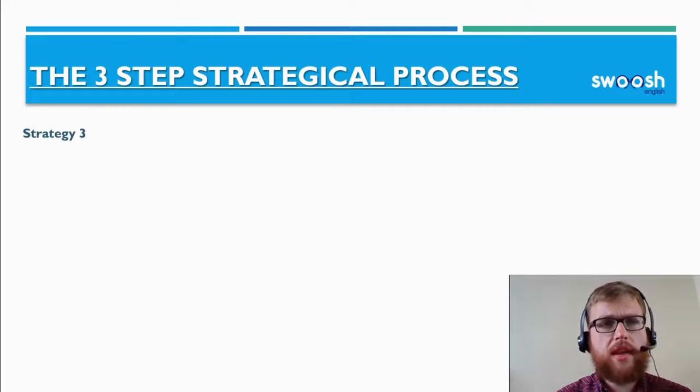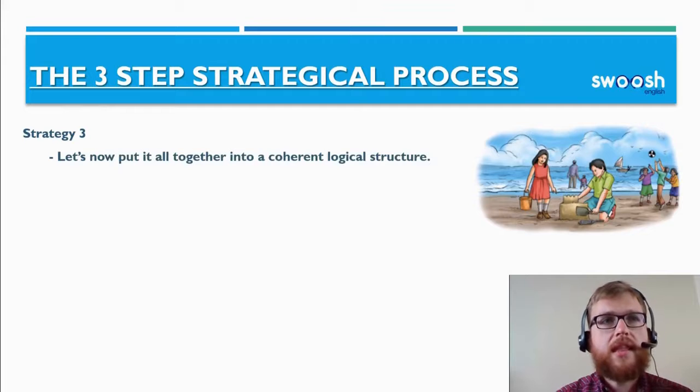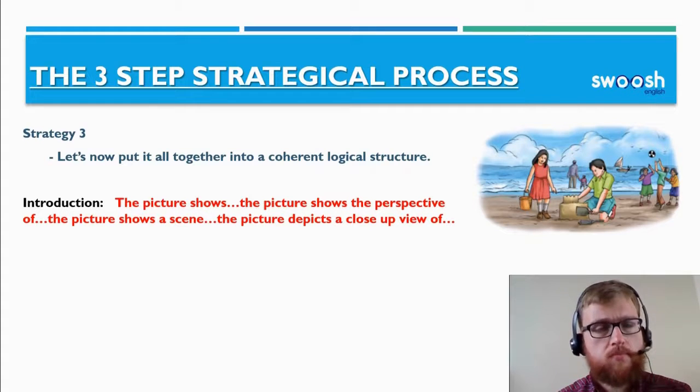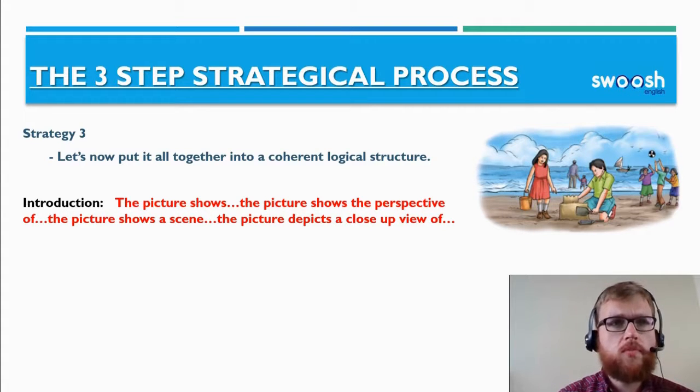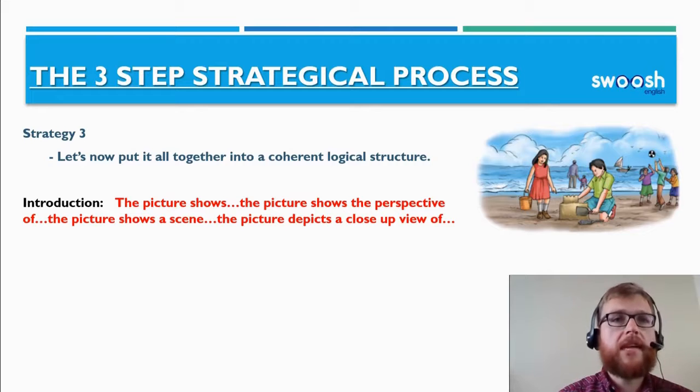All right, strategy 3 for our image. Let's see if we can put it all together. Okay, now let's put it all together into a coherent and logical structure. So we could start off with the introduction. We've talked about the image and what it's referred to. We can start off by saying phrases such as the picture shows the perspective of, the picture shows a scene, the picture depicts a close-up view of.